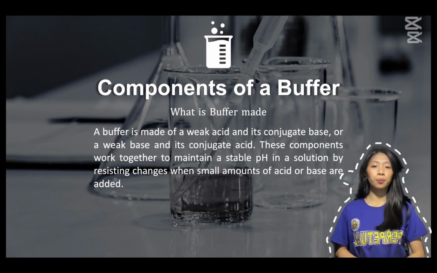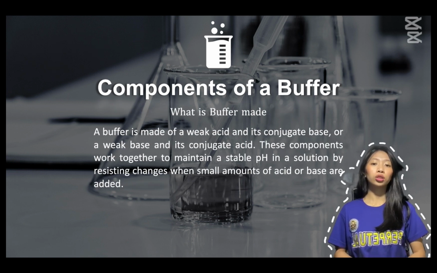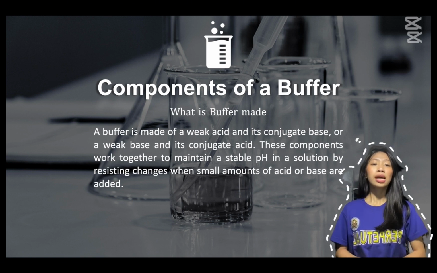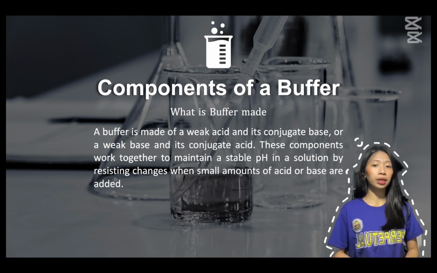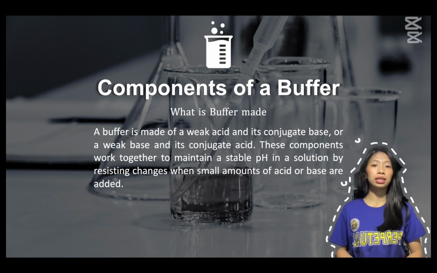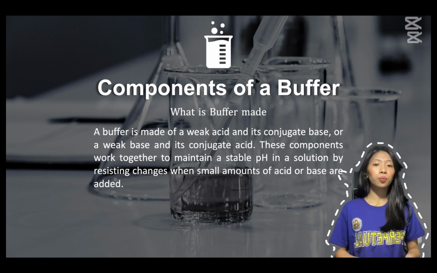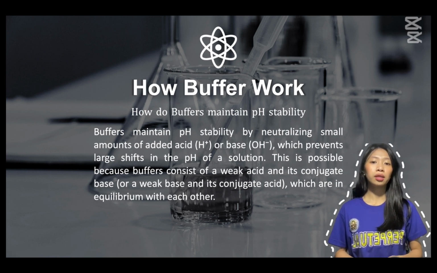What is a buffer made of? A buffer is made of a weak acid and its conjugate base, or a weak base and its conjugate acid. These components work together to maintain a stable pH in a solution by resisting changes when small amounts of acid or base are added. How do buffers maintain pH stability?